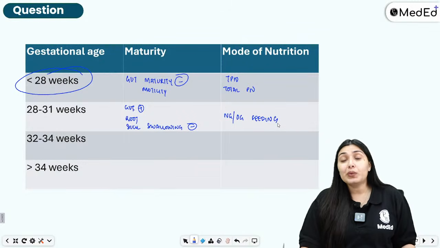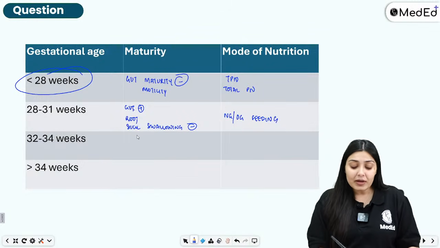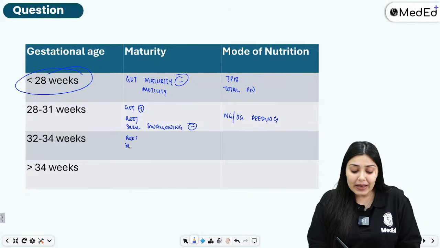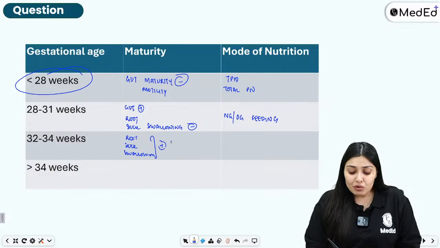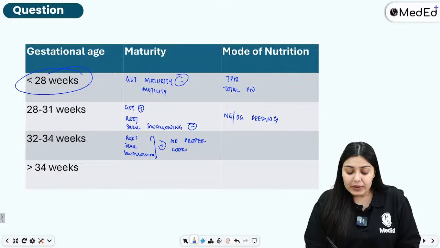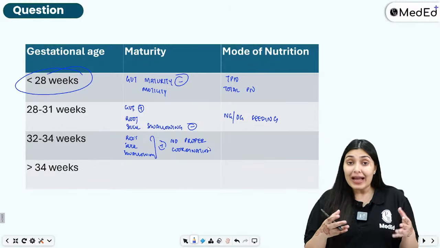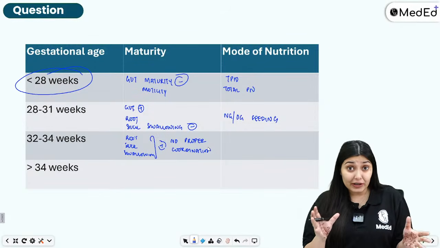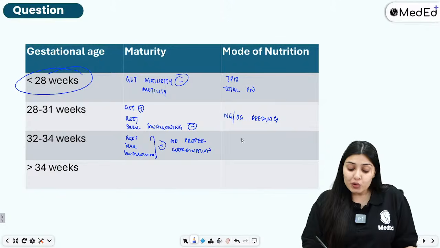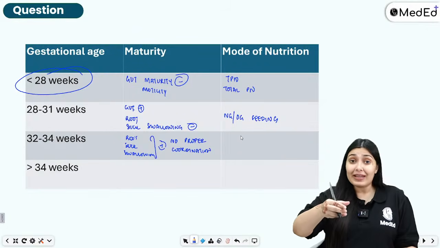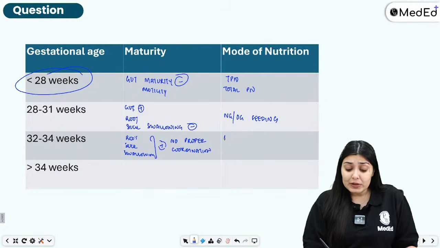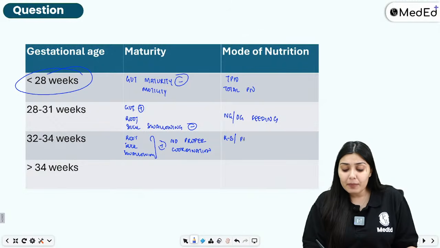Then comes 32 to 34 weeks. Here now rooting, sucking, swallowing has appeared, but there is no proper coordination between these. So the baby can root, suck and swallow, but that is not very effective, not very well coordinated. So here what we can do, slowly we can give feeds through Katori spoon. This is known as Katori spoon feeding or paladai feeding.